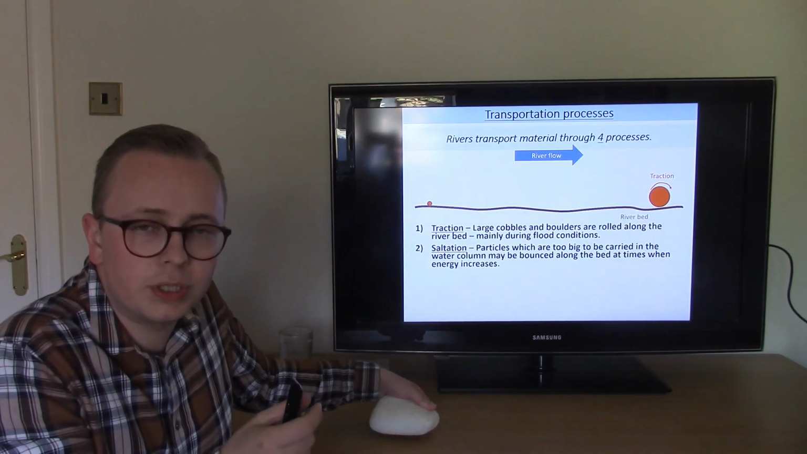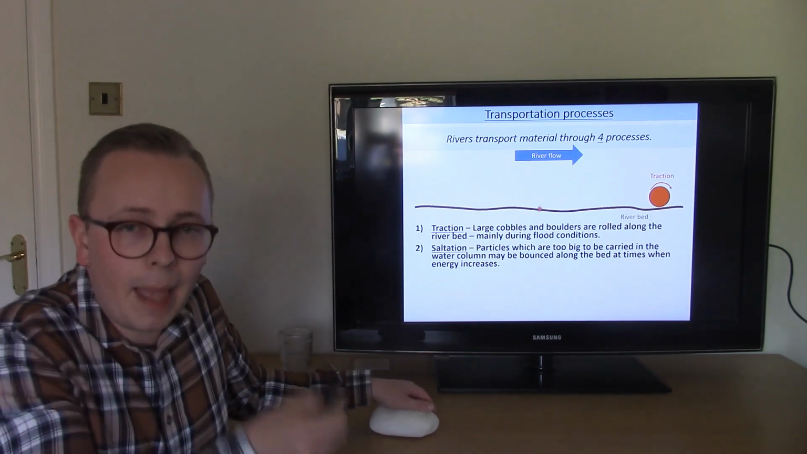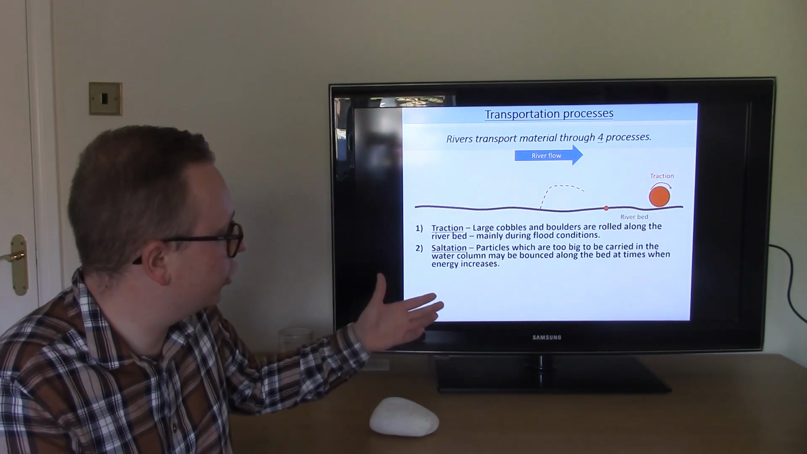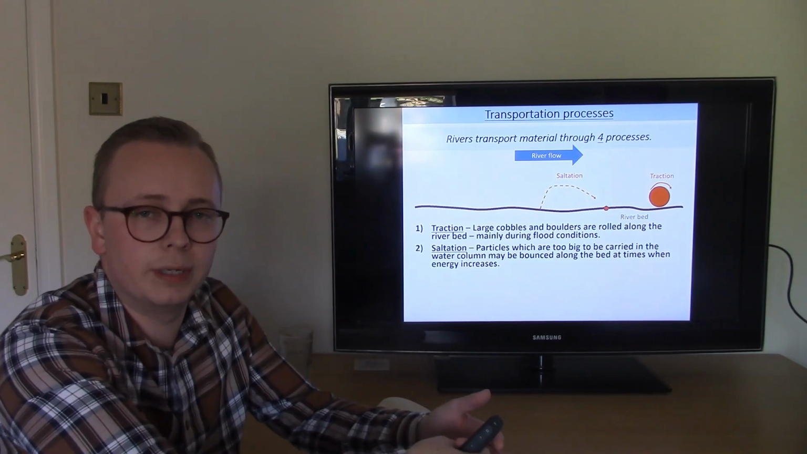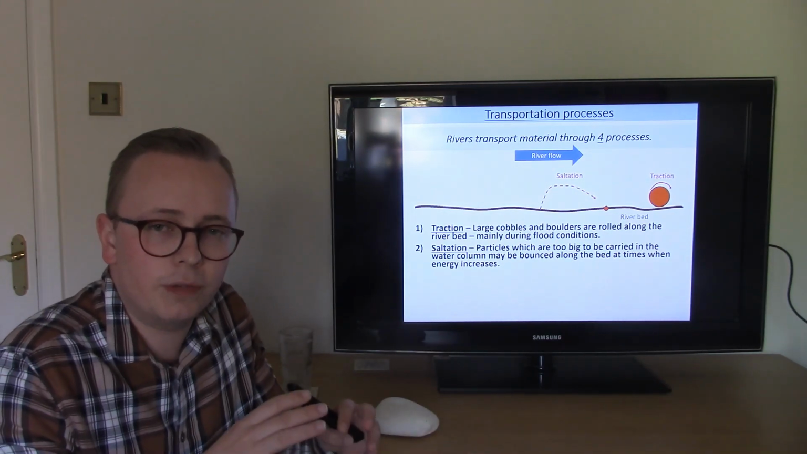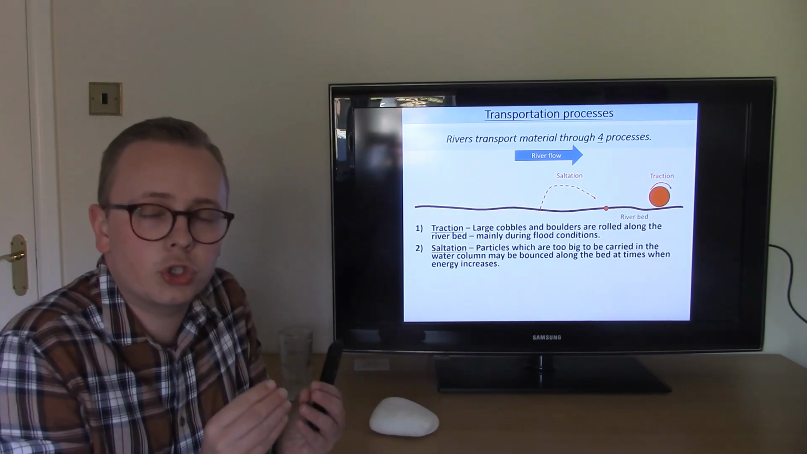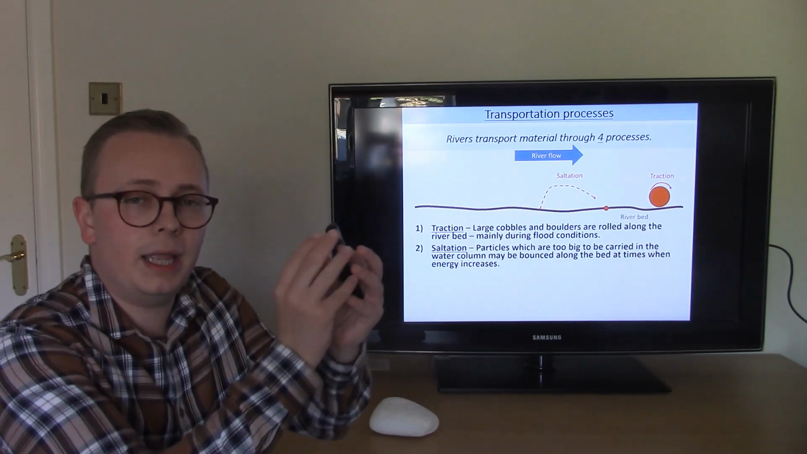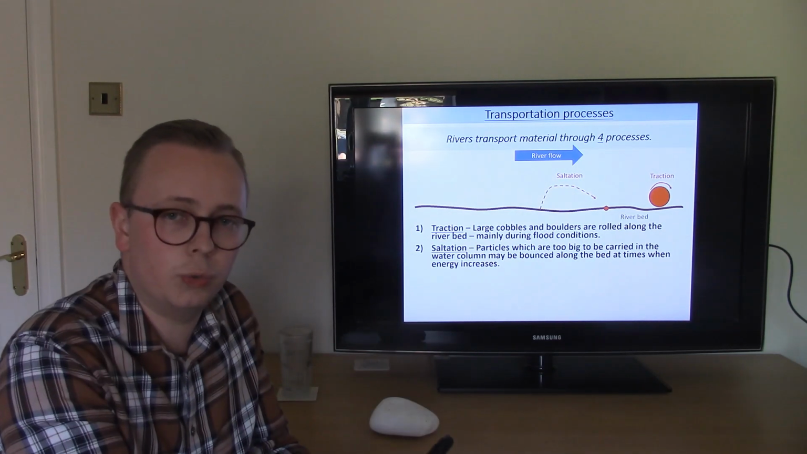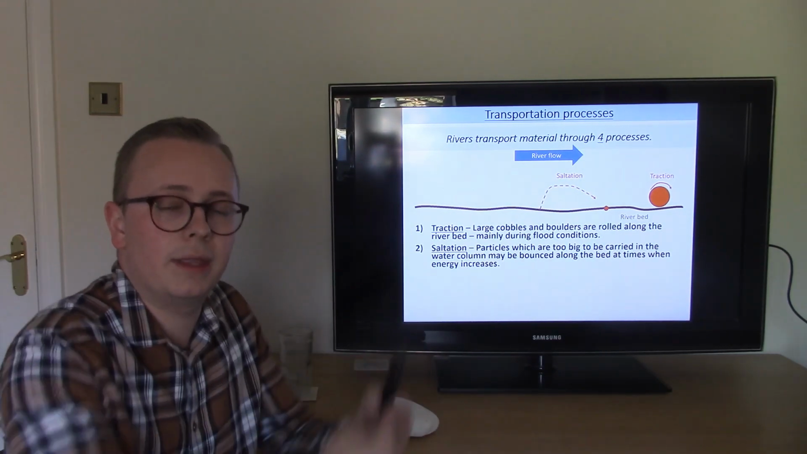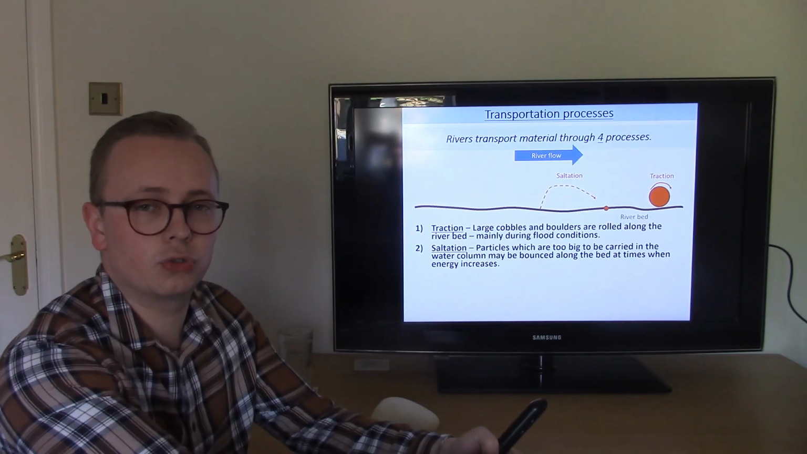Now smaller material, smaller pebbles can move by saltation, and that's where particles are effectively hopping or bouncing downstream. Every time the energy of the river increases, those small pieces of material can be picked up in the water column, but as soon as the water velocity drops, so too will the material. And so over time, that material is just bouncing downstream.